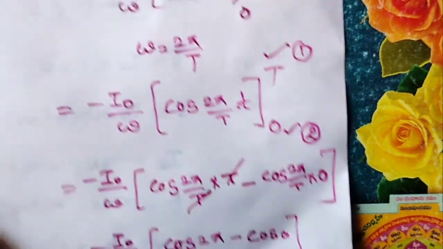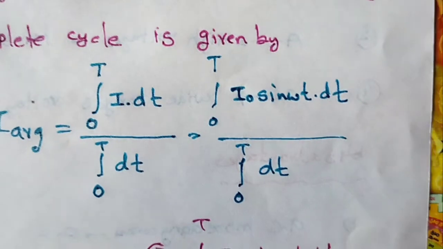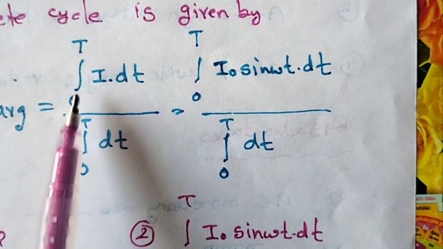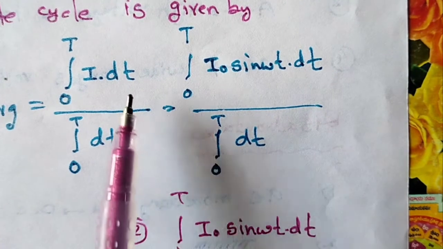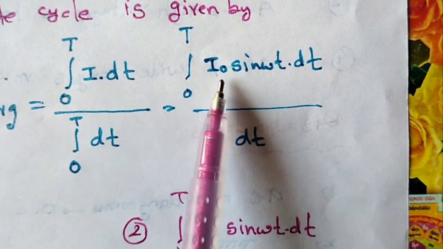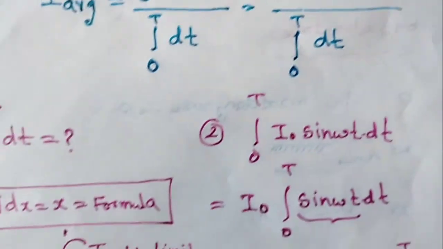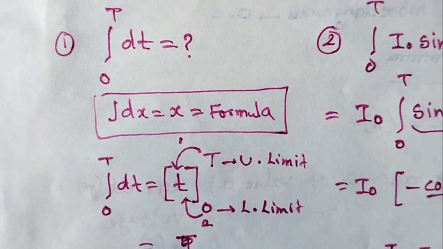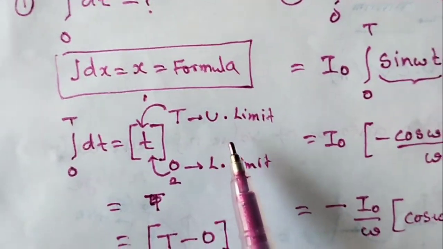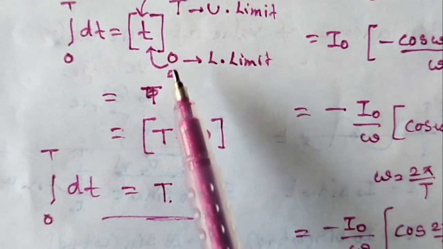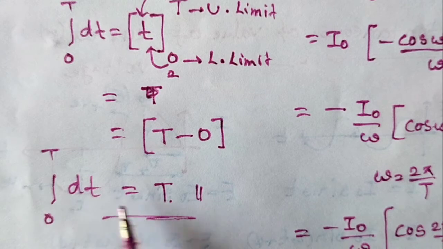Do all of you understand? I am taking the two integrations. This is actually my I average formula: integral 0 to T of I instantaneous dt. What is the instantaneous value? I naught sin omega t dt. First I am taking the first part, integral 0 to T dt. By using the formula, finally integral 0 to T dt is equal to T.